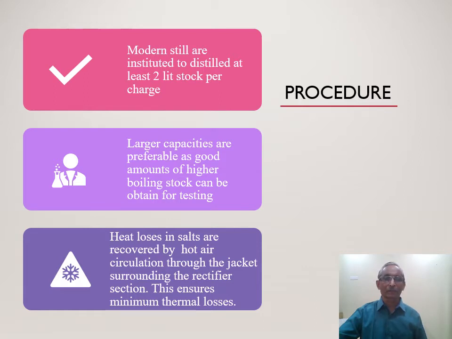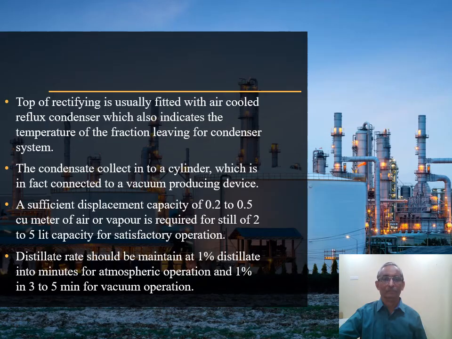Heat losses in the steel are recovered by hot air circulation through the jacket surrounding the rectifier, that is the column you have designed. This ensures minimum thermal losses. The top of the rectifier is usually fitted with an air-cooled reflux condenser, which also indicates the temperature of the fraction leaving for the condenser system.